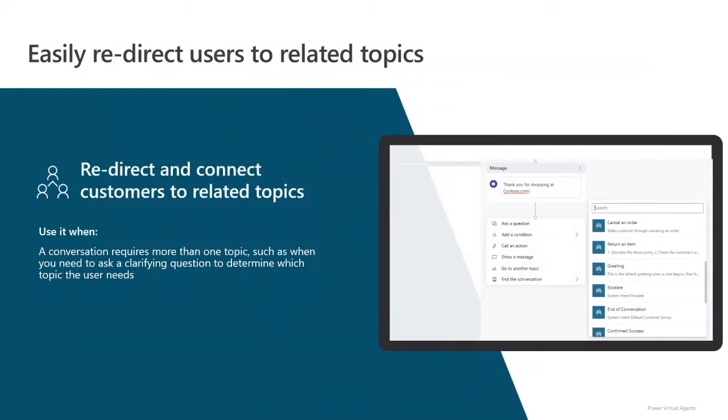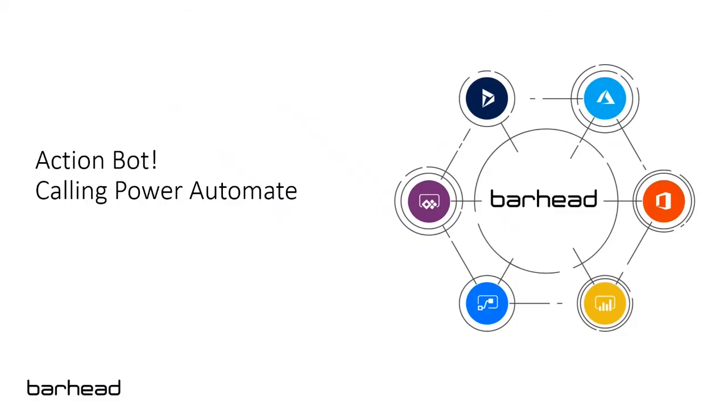So the final thing you can do in the canvas around this area, so we've looked at variables, we've looked at slot filling and entities, is redirecting customers to topics. So you can say, at the end there, redirect to a certain topic, so you can direct where you want that conversation to go.